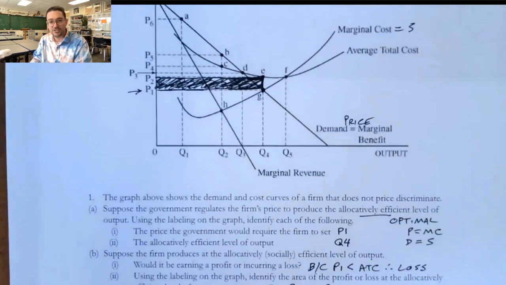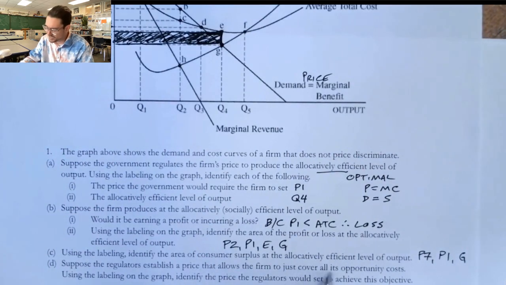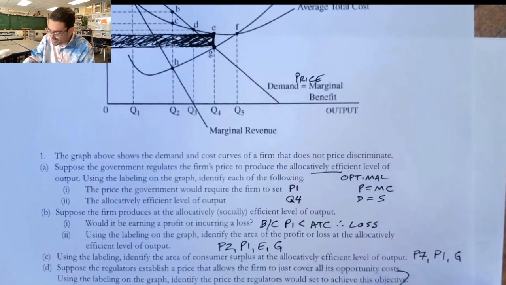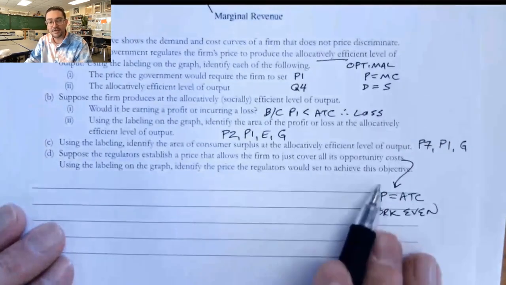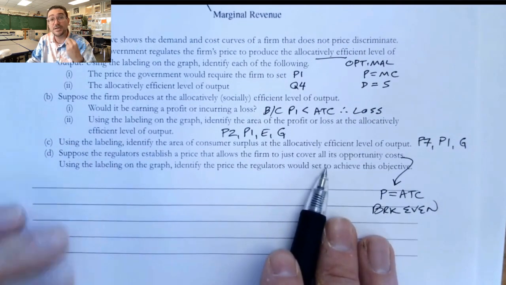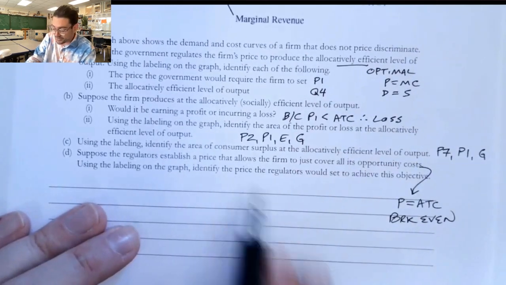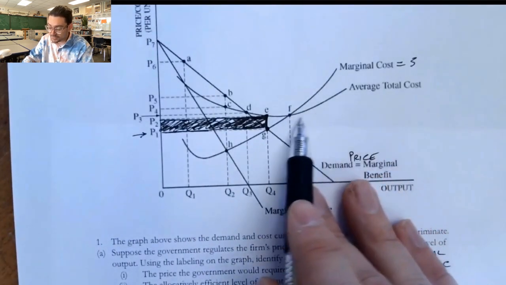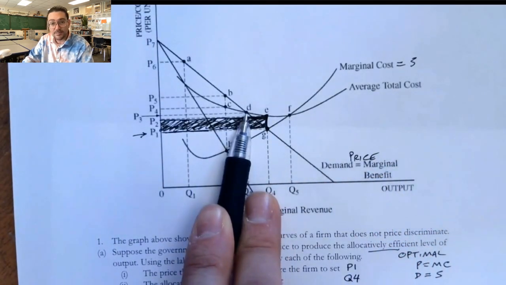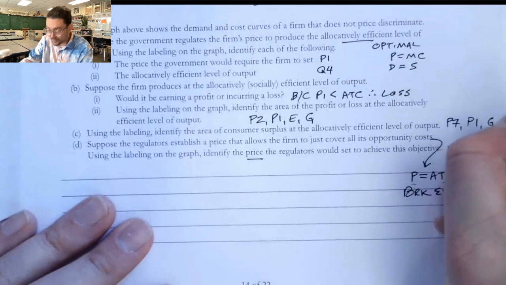And then the very last question, they want a price that allows the firm to cover all of its opportunity costs. That's another way of saying where the price equals the ATC, where the firm is breaking even. If they're covering all their opportunity costs, that means they're covering their implicit costs, which says they're breaking even. Using the labeling, identify the price. So we're looking for a price they would set where price equals ATC. So I'm going to come back up here. Average total cost equals the demand curve at point D. I'm going to come over and notice that that price is P3. So the last one here, P3.